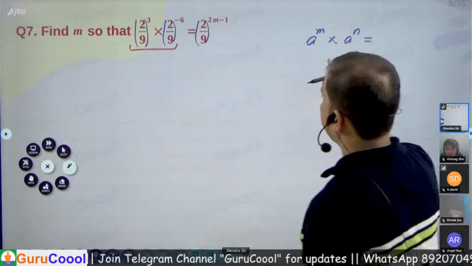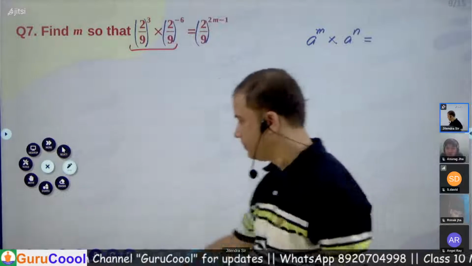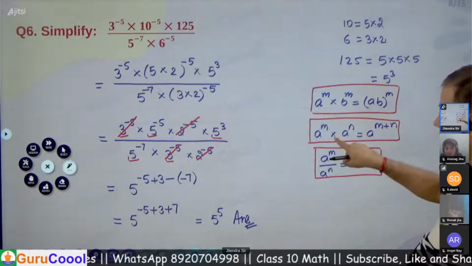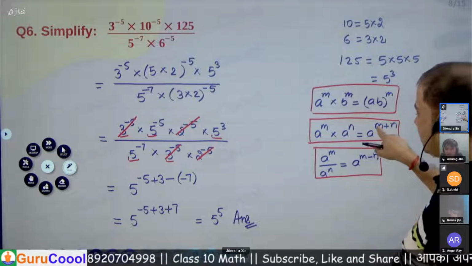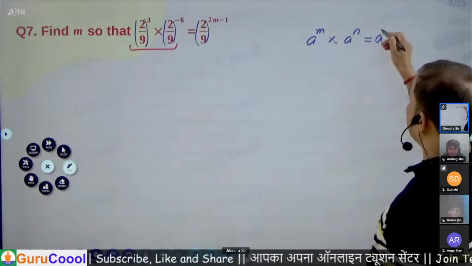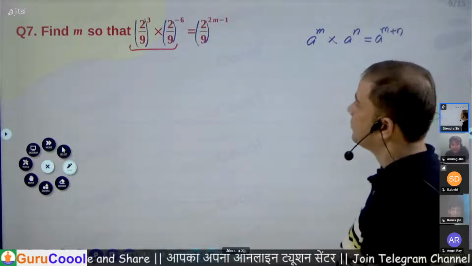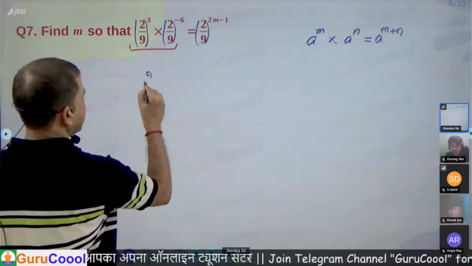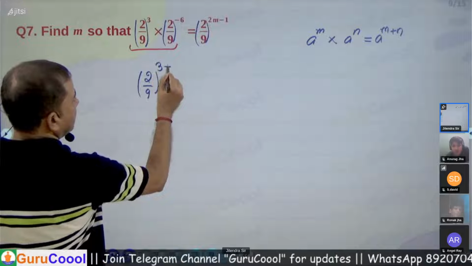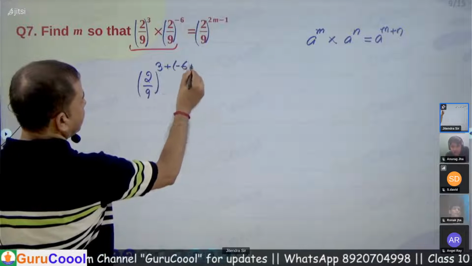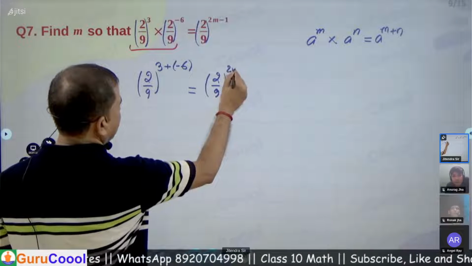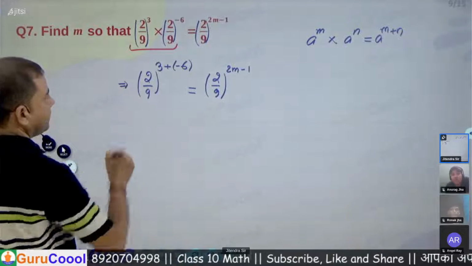What do we do with it? We have seen in the previous page: same bases, different powers, and multiply between them, we add the total powers. It is a power m plus n. That means on the left side we have same base 2/9 with total power 3 plus minus 6, and that is equal to (2/9) power 2m minus 1. Is that okay?